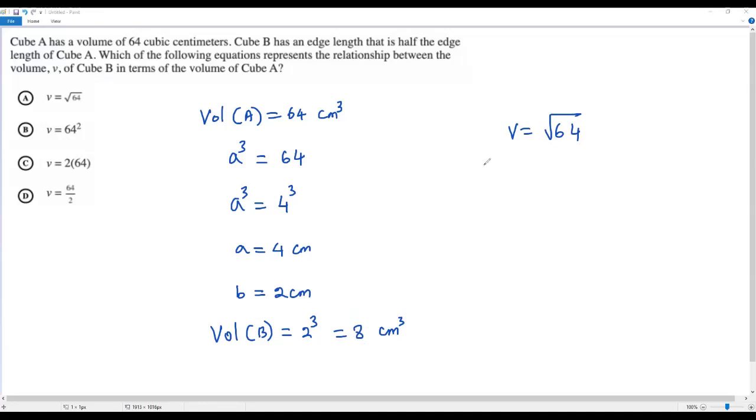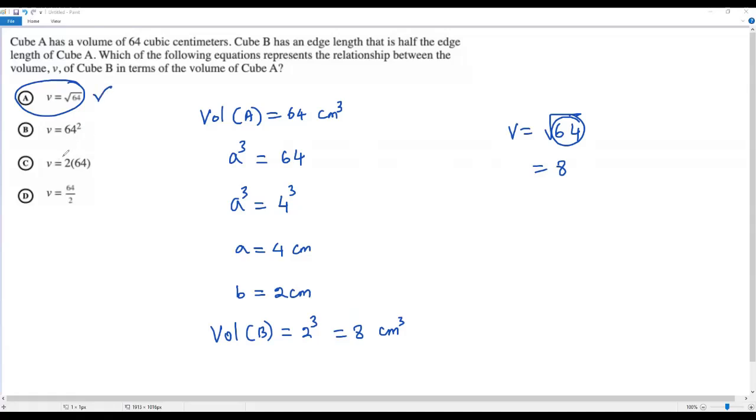Now if we consider option A, we have V is equal to square root of 64. What is the evaluation of this square root of 64? It's just 8. So in option A we get 8, which is the volume of cube B, and this volume of cube B is expressed in terms of the volume of cube A. So the correct answer choice for this question is option A.